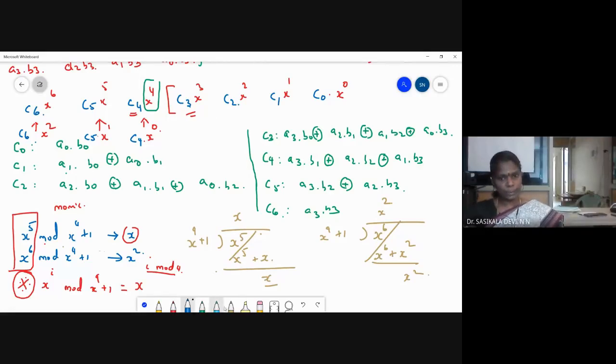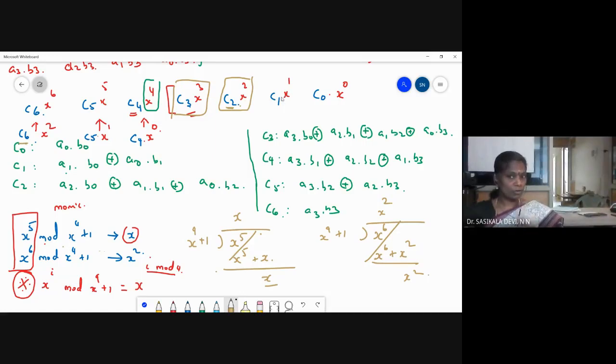So see, for x power 3, I have only one element. Okay, so this is the x power 3 element. Only one, because this is x squared, this is x power 1, and this is x power 0, this is x power 3. So only one element for x power 3. But take this x squared, we have two coefficients for x squared. So one is C2, another one is C6.